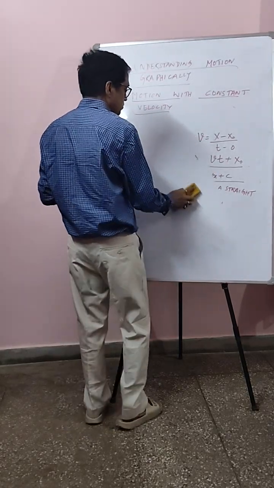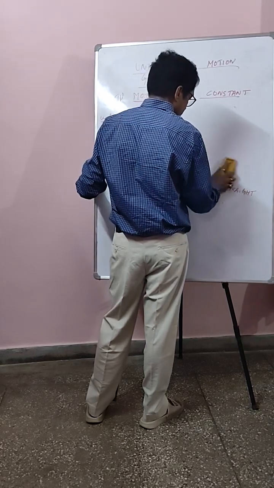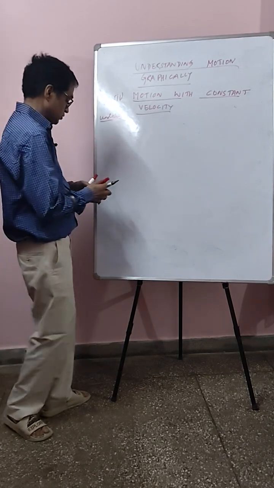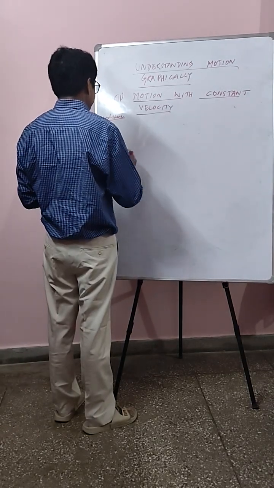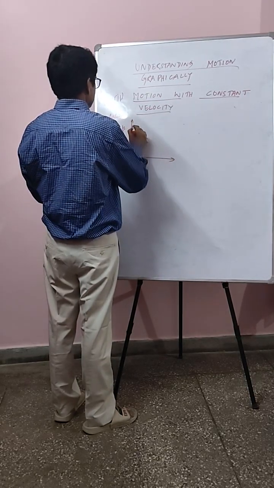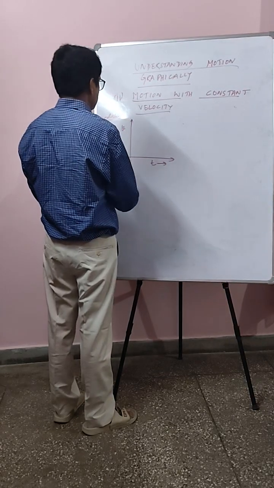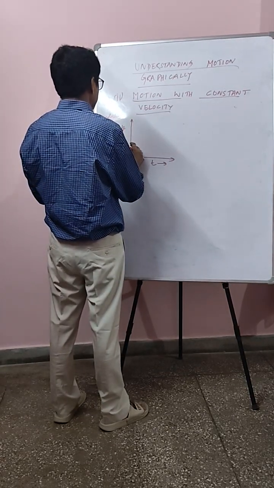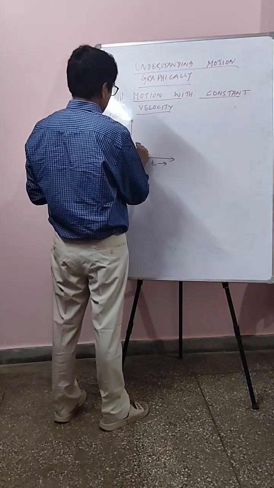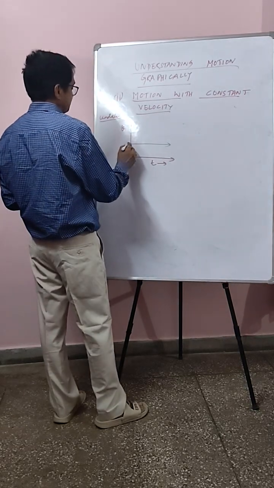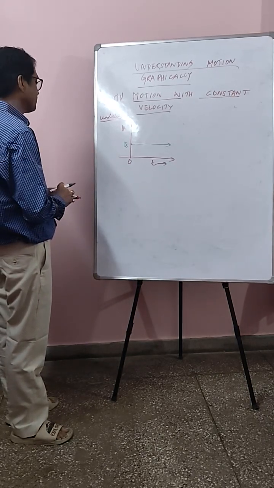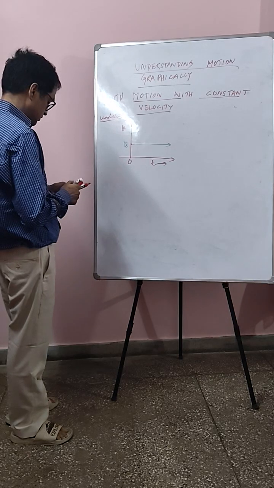The next term that we are going to define is velocity. What happens when the body moves with constant velocity? We take some velocity v0. This is velocity constant with time. So this is the graphical representation of velocity, which is constant with time.